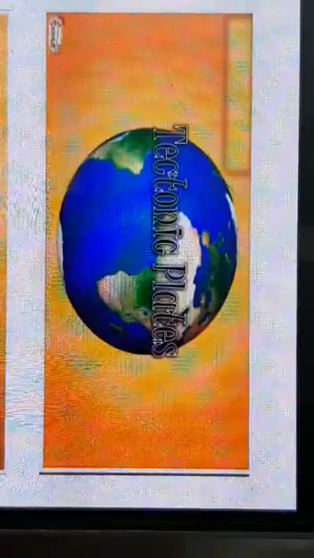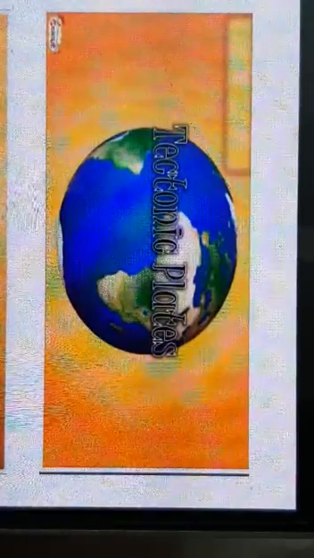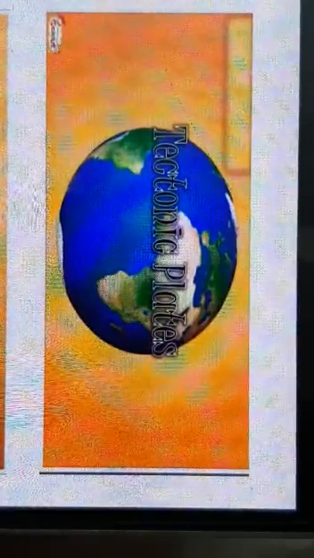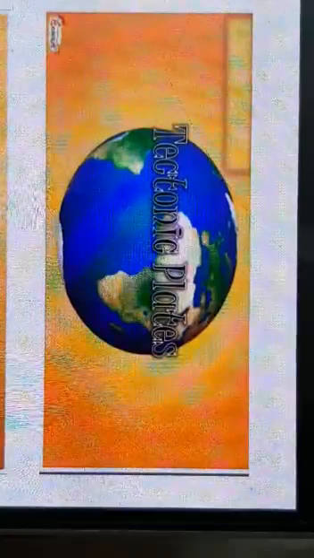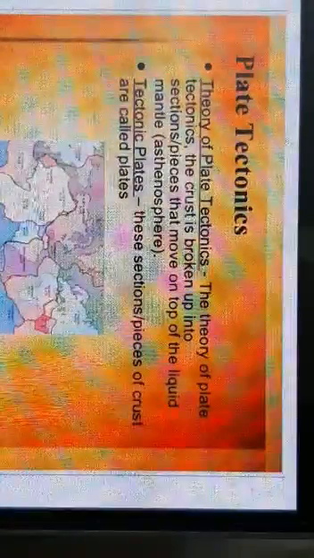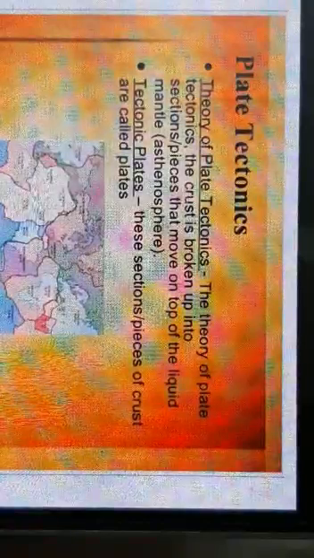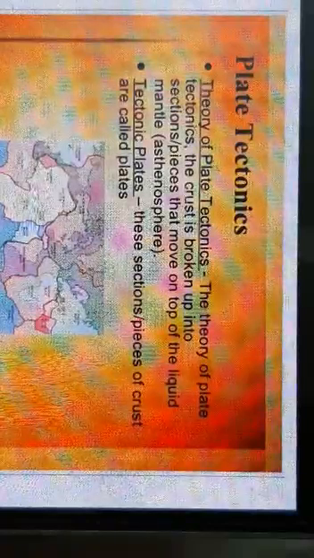Basically, now we will read what plate tectonics means, what material these plates are formed from, why they are called plates, and what the movement of these plates is. So let's start. The theory of plate tectonics means the theory of tectonic plates. The crust is broken up into sections, or crustal pieces, huge slabs that move on top of the liquid mantle, the asthenosphere.